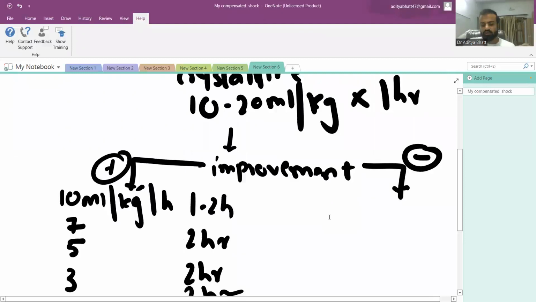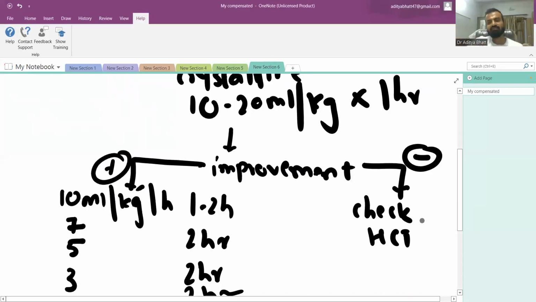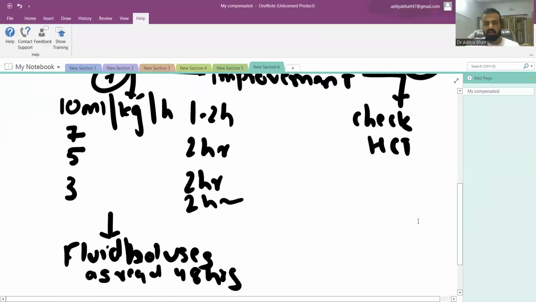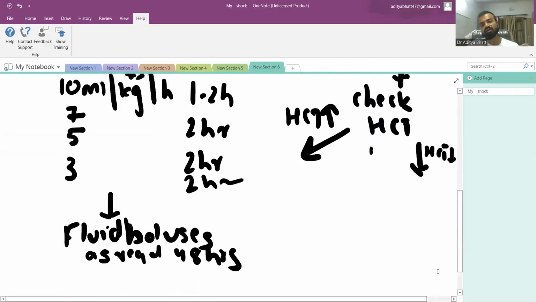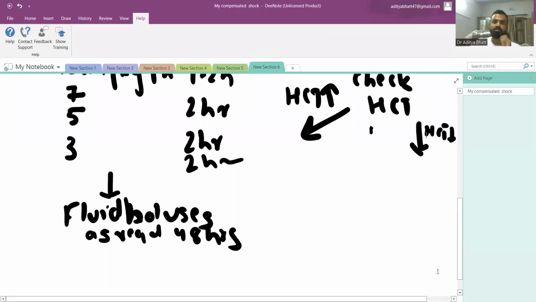Now, if there is no improvement, then what do we do? So we check the hematocrit. We have taken a baseline hematocrit, now we take another hematocrit over here. Then we compare it to the baseline hematocrit that we took before. So either the hematocrit is the same, or it has risen, or the hematocrit has decreased. So here are the two conditions: hematocrit is the same or has increased, or hematocrit has decreased.